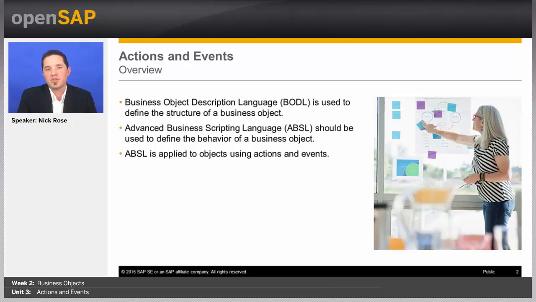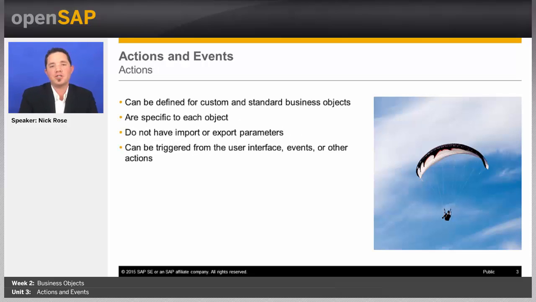Now we can apply ABSL to objects by using these two things, actions and events. Now what are these? Actions can be defined for custom objects or partner objects, as well as standard objects. An action is usually something that's specific to one particular object. So for example, a sales order might have a consistency check. Is every business object going to have a consistency check? Likely no. And so in that case it's an action. It's something that really is relevant only to the sales order. And every object will have its own type of actions.